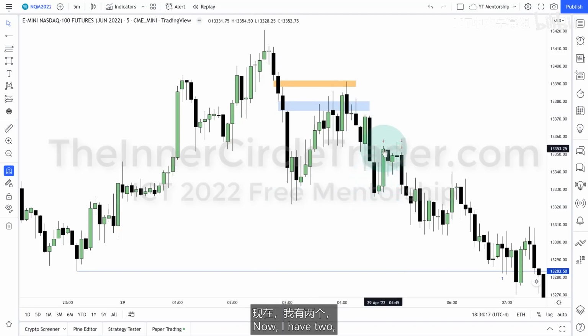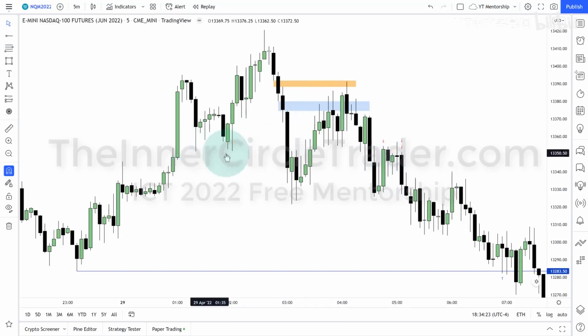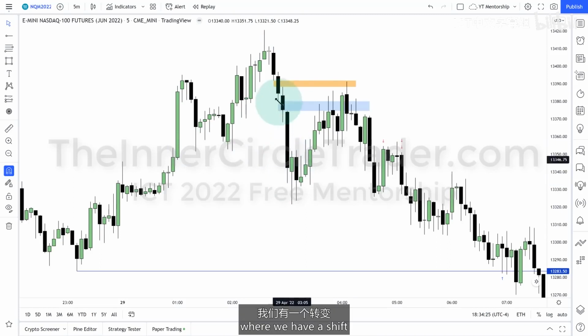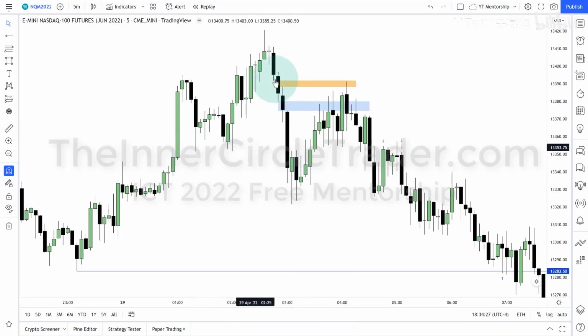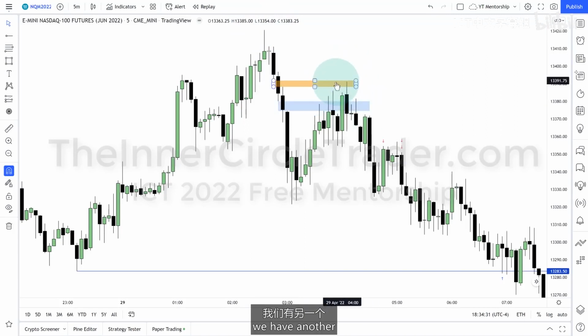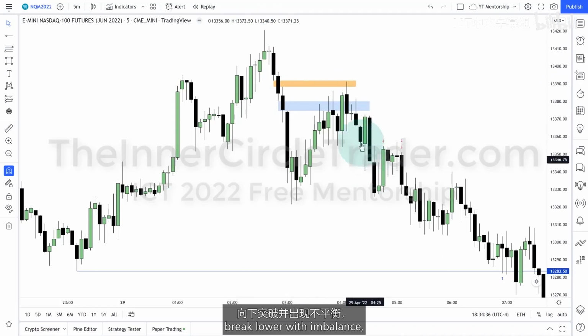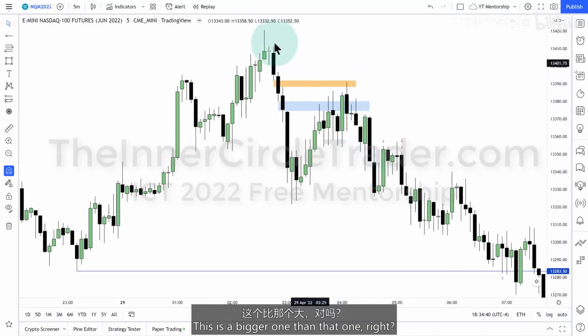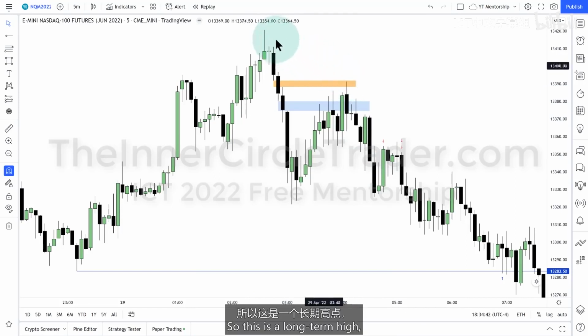Retraces up in. Now I have two, okay, not one, I have two narratives in play. This one here, where we have a shift in market structure there. So this is a long-term high. Here, we have another break lower with imbalance, so it's an intermediate-term high. This is a bigger one than that one, right? So this is a long-term high, intermediate-term high.